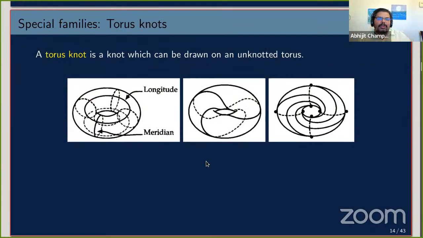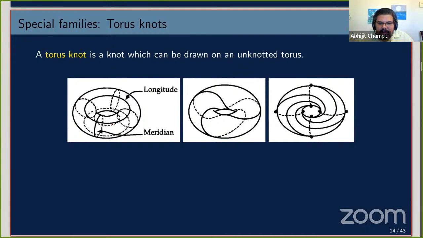The next special family is torus knots. These are also very wonderful knots because they can be put on the surface of a torus, or the surface of a solid torus, which is the torus S1 cross S1. This torus has a meridian like so and a longitude, and your knot goes a few times around the meridian and a few times around the longitude and comes back and joins itself. So this is a simple closed curve on the torus.